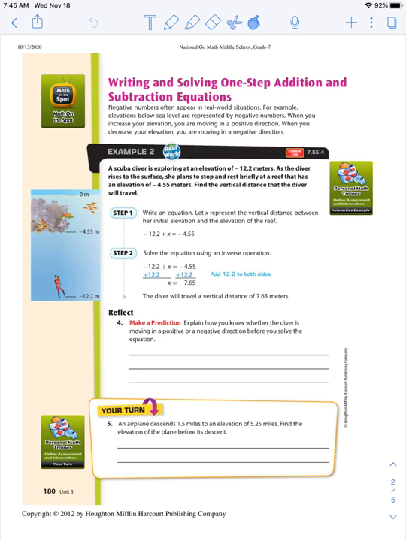All right, let's do a real-world example. A scuba diver is exploring at an elevation of negative 12.2 meters. As the diver rises to the surface, she plans to stop and rest briefly at a reef that has an elevation of negative 4 55/100 meters. Find the vertical distance that the diver will travel.